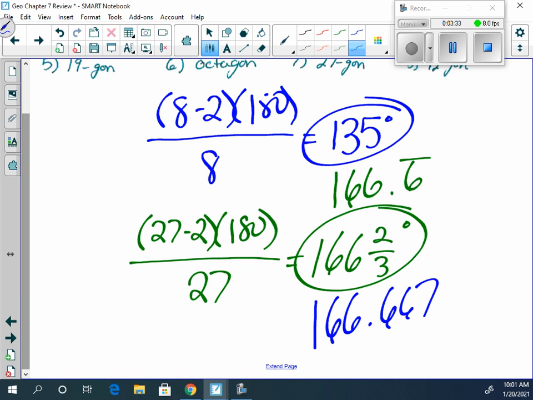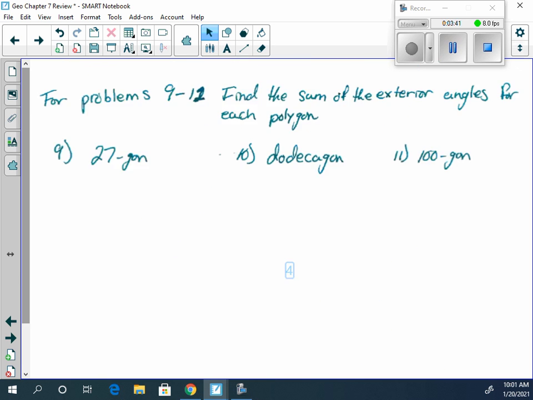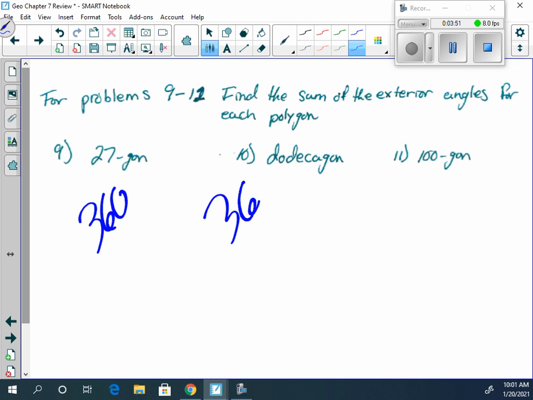Any other questions on 5 through 8 on how we do those? Are we good with 5 through 8? All right. What is the answer to number 9? What's the answer to all these? Does it matter how many sides it has? No, the sum of the exterior angles is always 360.